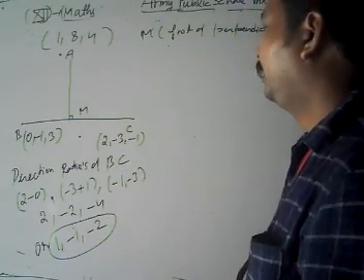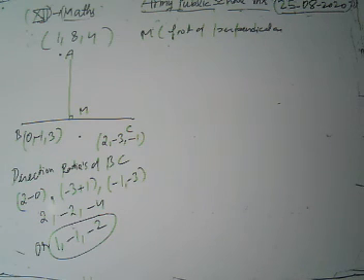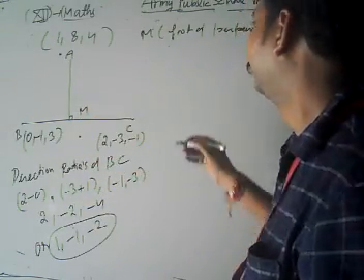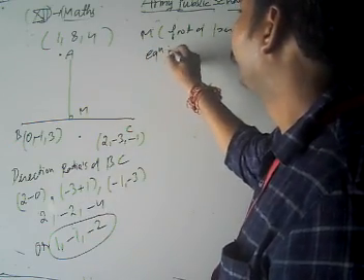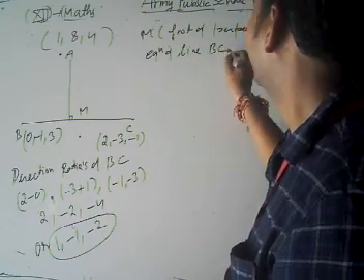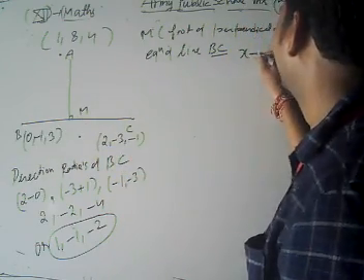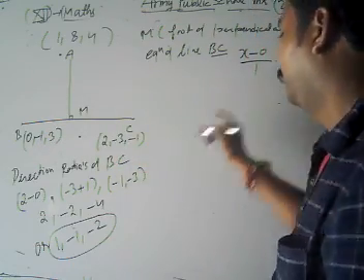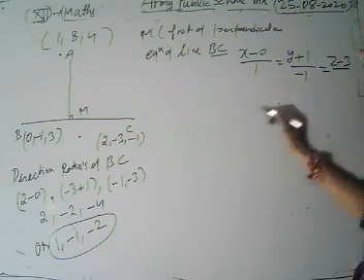Now we have the equation of line BC here. If you want to find any general point on line BC, first we find the equation of line BC. It's x minus 0 upon 1 equals y plus 1 upon minus 1 equals z minus 3 upon minus 2.